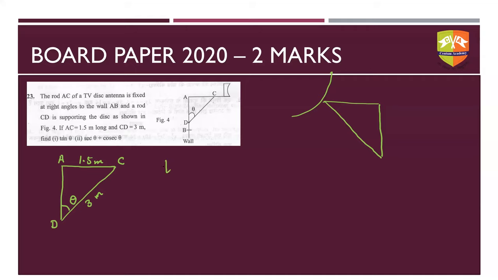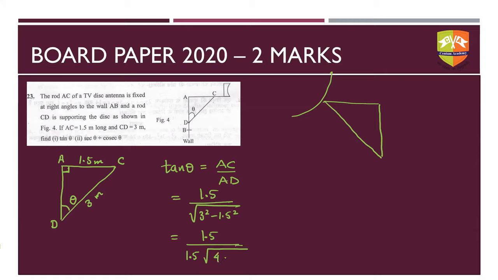Okay, so bolo, first answer, tan theta. For that, you need to find that tan theta is nothing but AC upon AD, right? So tan theta is equal to AC. AC is given as 1.5, but AD is not given. So what you can do is use the Pythagoras theorem, and do mention this right angle. Then this is nothing but under root 3 square minus 1.5 square. So this is 1.5 upon, and 1.5 is common here, so 1.5 can be taken outside. Hence this is 4 minus 1. Am I right?